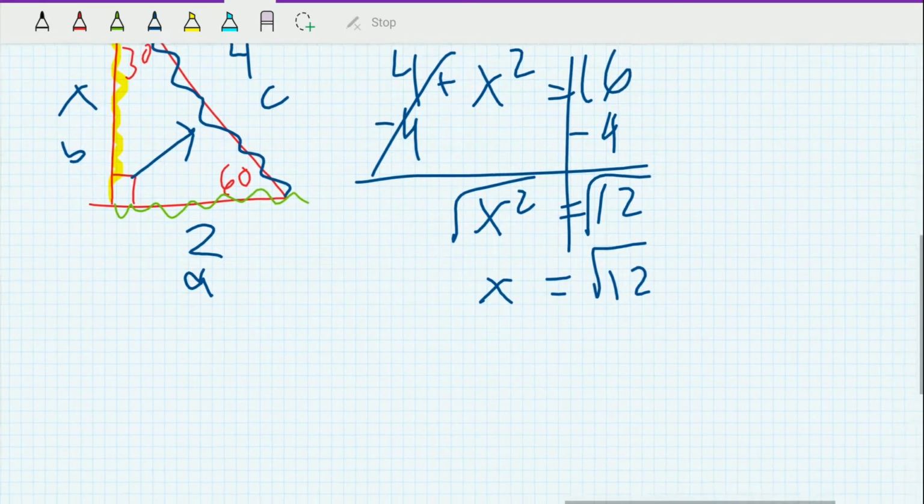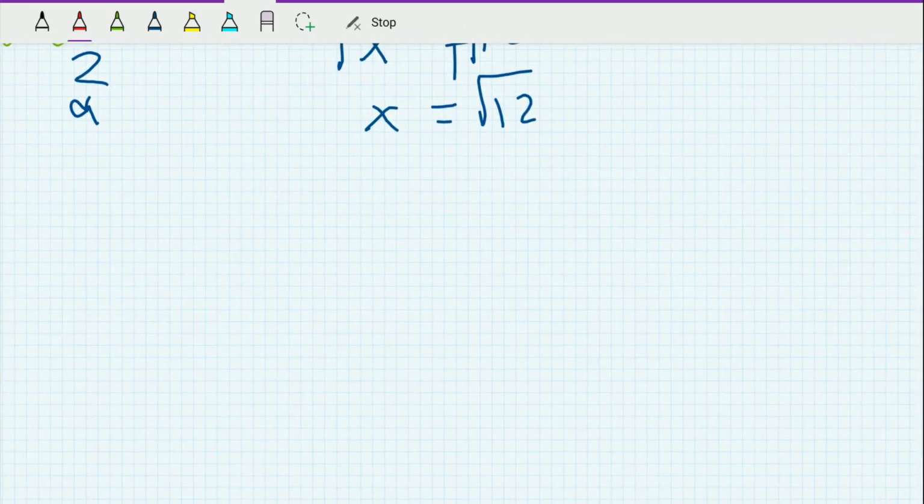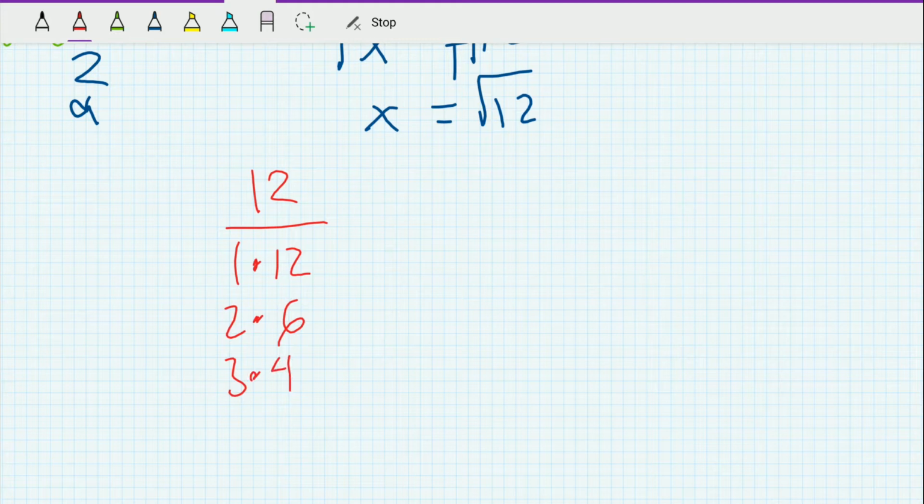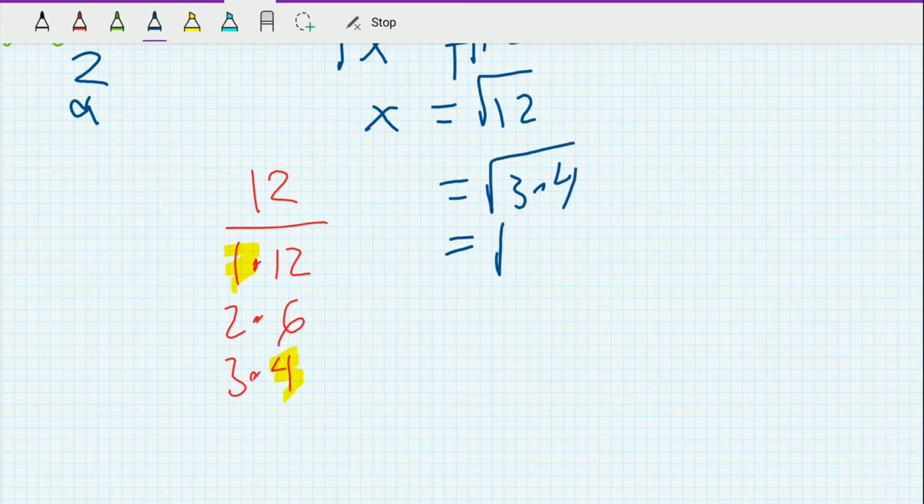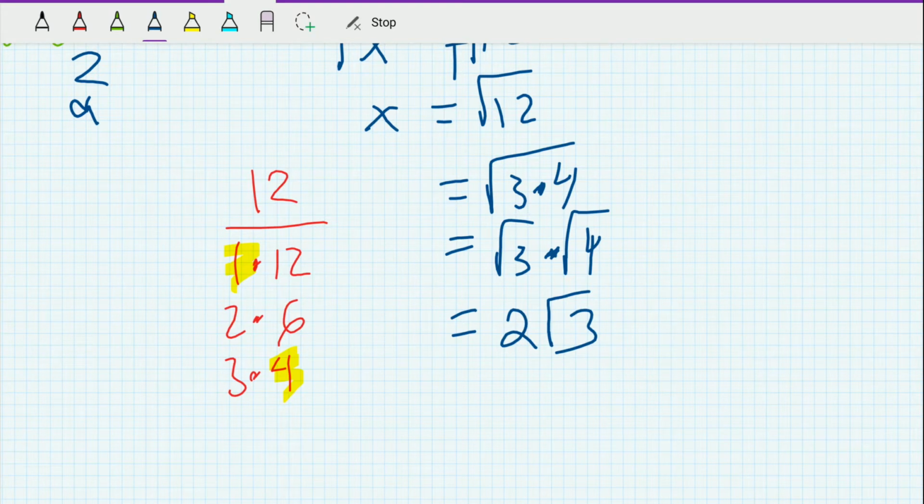Now the next step is to break down the square root of 12. So let's do 1 times 12, 2 times 6, 3 times 4, and then it basically stops there because you don't have any different ones where it's just whole numbers. So obviously we have to use the 3 times the 4 one. Let's break it down. And then we know that the square root of 4 is the one that gets simplified. So we get 2 square root of 3. The 2 comes from the fact that square root of 4 is equal to 2.